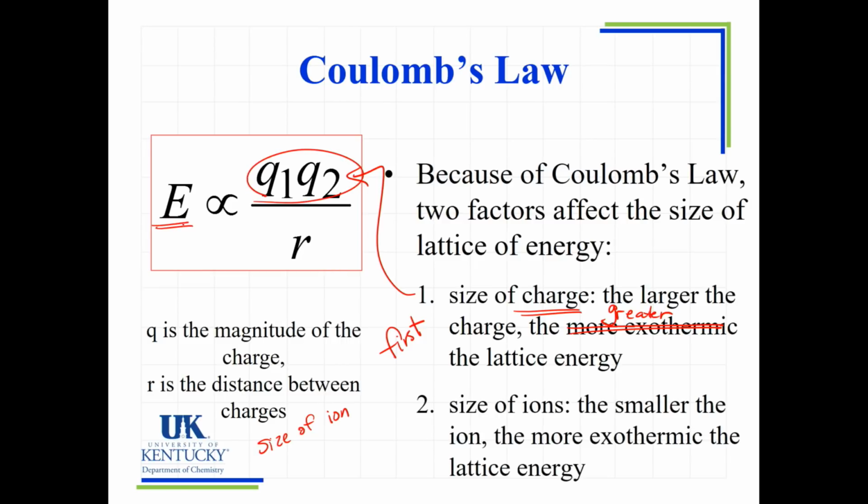The second statement is the size of the ions, and that has to do with the denominator. You'll look at that trend second. So you look at the size of the ion. The smaller the ion, again, the greater the lattice energy is going to be. So we look at those two things to be able to figure out the lattice energy without the table.